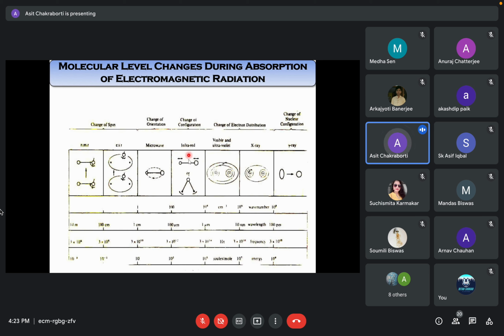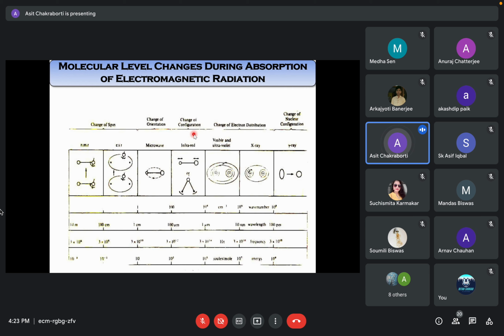When it absorbs energy in the infrared radiation, this change is technically called a change of configuration. The moment you are making a change of configuration, configuration is a stereochemical terminology. That means there is an inherent possibility for these techniques to be used for the determination of stereochemistry, right?